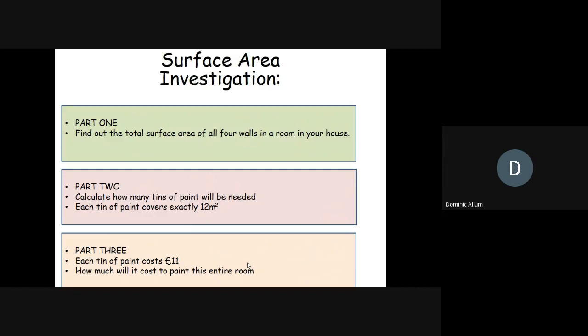So I've taken this from my lounge. I've measured my walls, I calculated the surface area, I looked at the tin of paint and it tells me each tin of paint covers 12 metres squared. I know the cost of each tin.